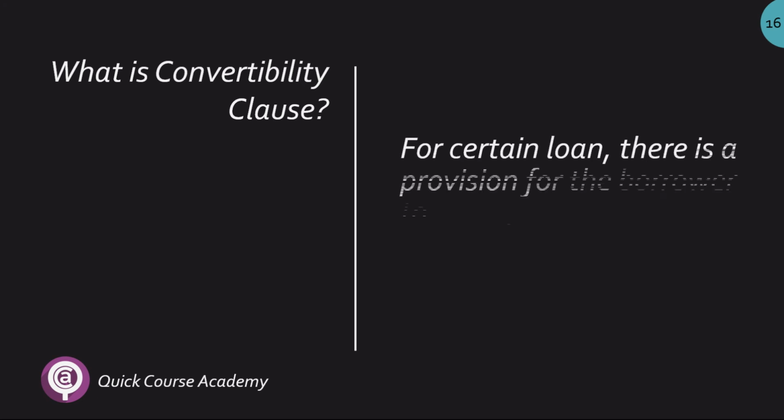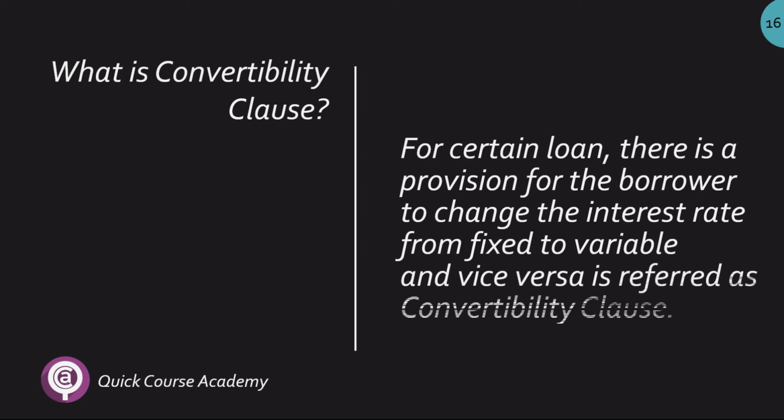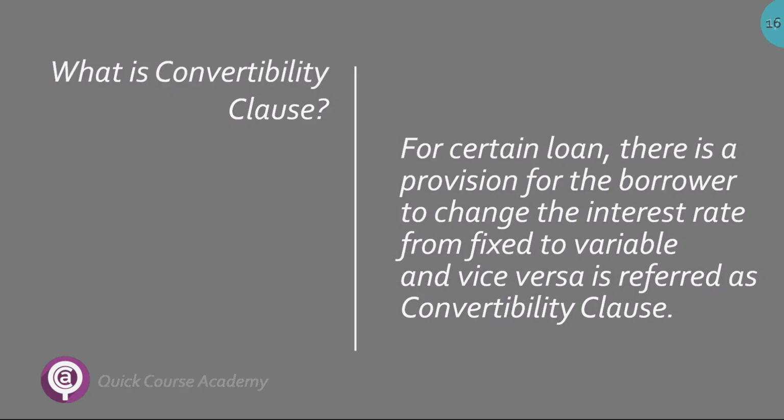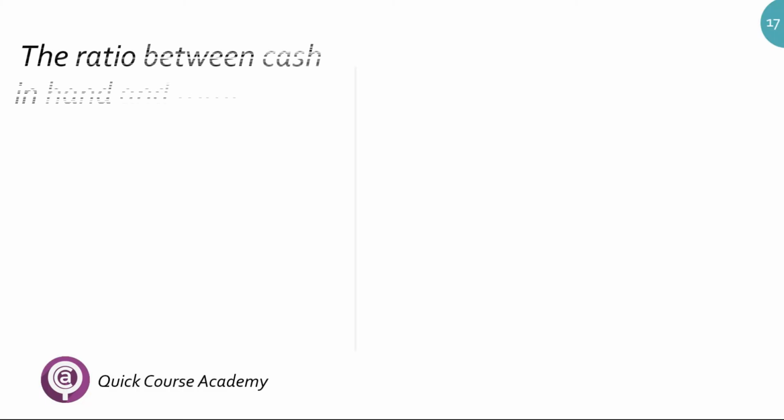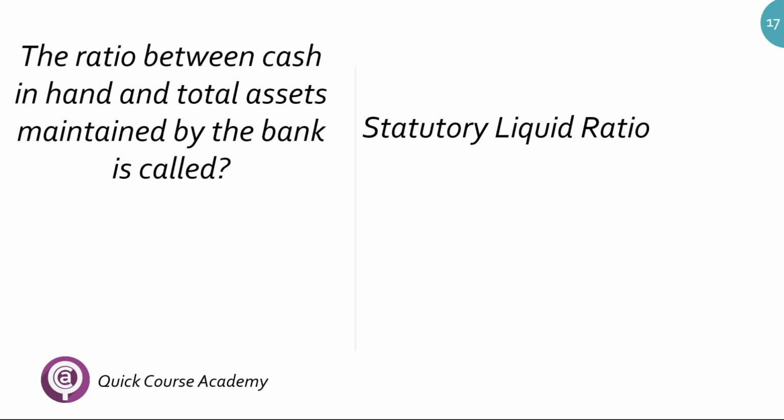What is a convertibility clause? For certain loans, there is a provision for the borrower to change the interest rate from fixed to variable and vice versa, which is defined as the convertibility clause. The ratio between cash in hand and total assets maintained by the bank is called the statutory liquidity ratio.